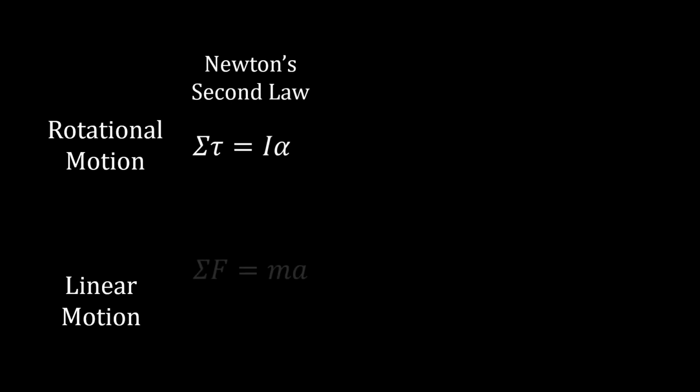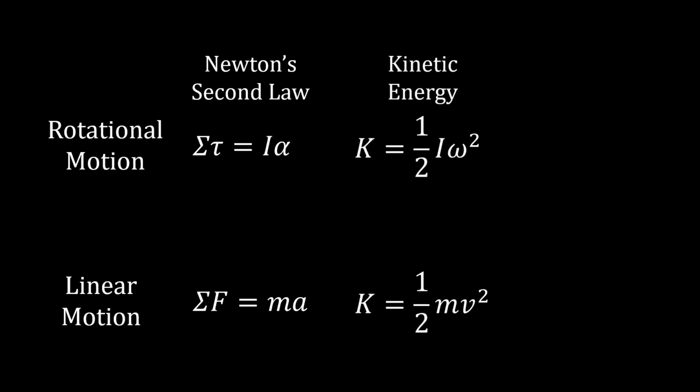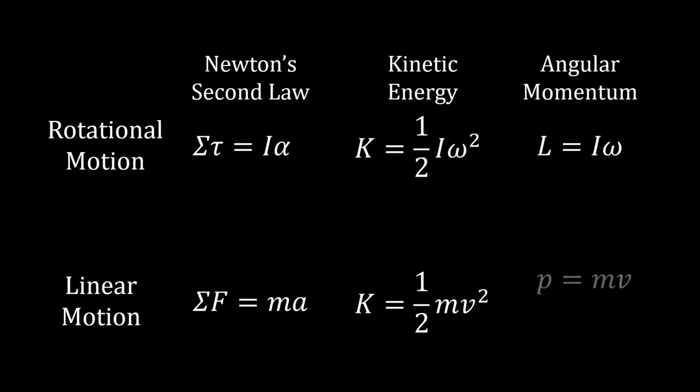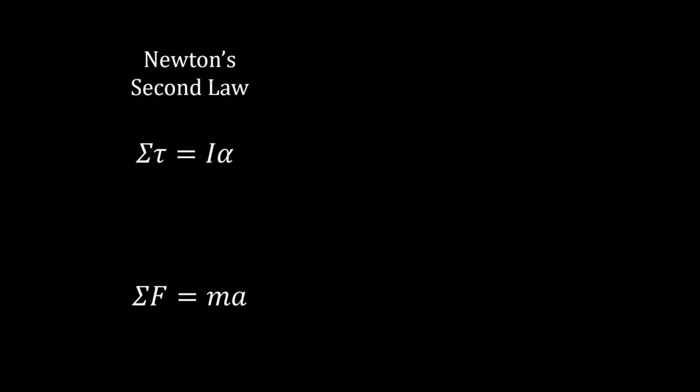You may recall that for many of the formulas in rotational motion, we have analogous linear motion equations. Some examples that include moment of inertia, represented with a capital I, include Newton's second law, kinetic energy, and angular momentum. With the linear counterparts, we can see that the moment of inertia is a direct rotational analog to mass. Let's focus on Newton's second law to see what this means.